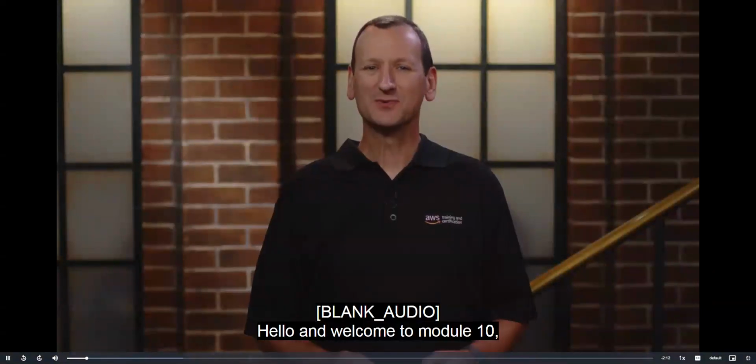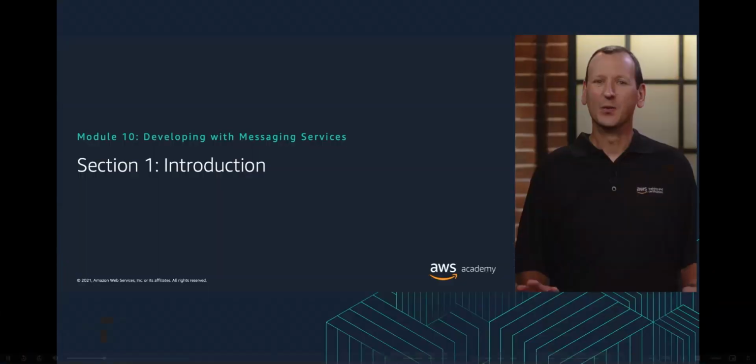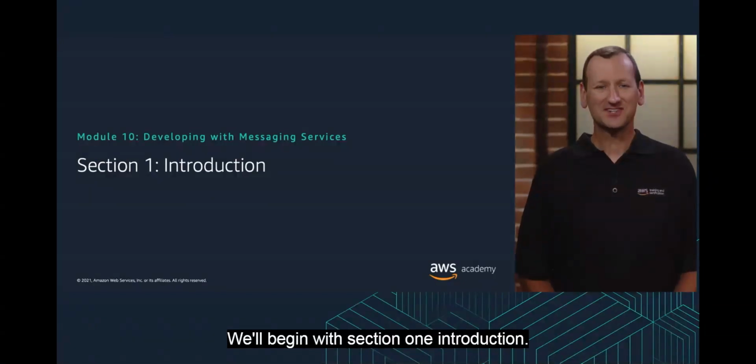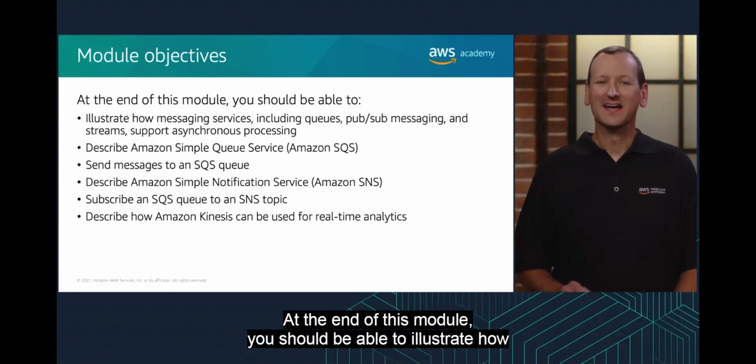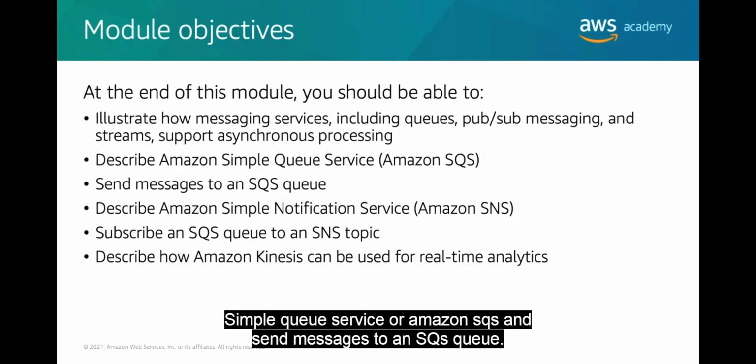Hello and welcome to Module 10, Developing with Messaging Services. We'll begin with Section 1, Introduction. At the end of this module, you should be able to illustrate how messaging services, including queues, pub/sub messaging, and streams, support asynchronous processing. Describe the Amazon Simple Queue Service, or Amazon SQS, and send messages to an SQS queue.